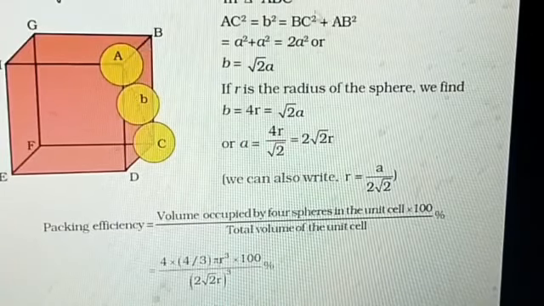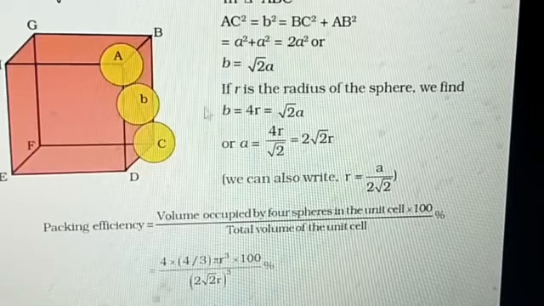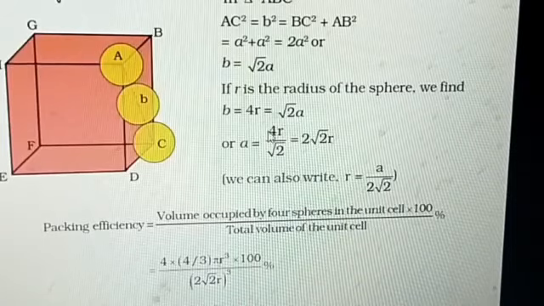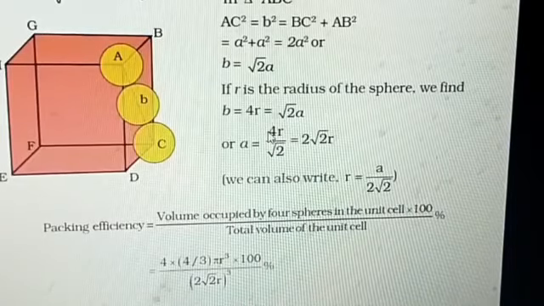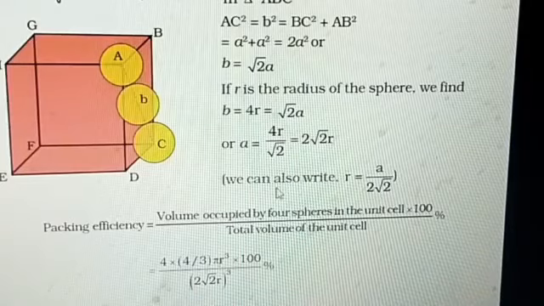In this triangle, according to Pythagoras theorem, b square is equal to a square plus a square, that is b is equal to root 2a. If r is the radius of the sphere, then b is equal to 4r, that is equal to root 2a. Then a is equal to 4r by root 2. 4 means 2 into 2, we can write 2 into root 2 into root 2. Root 2 will get cancelled, then we get 2 root 2 r. So we can also write r is equal to a by 2 root 2.